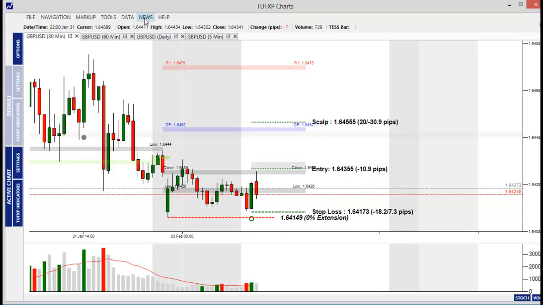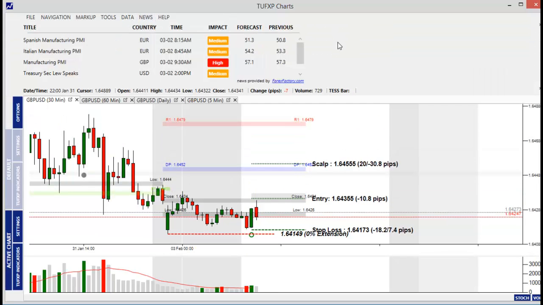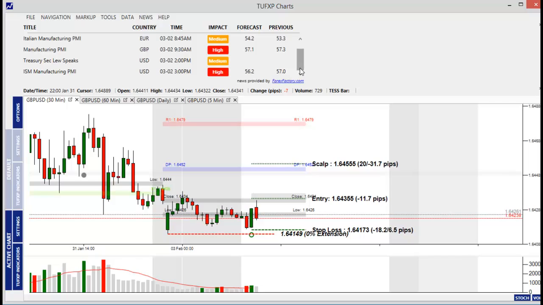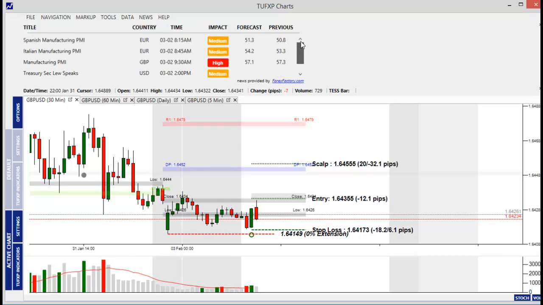Let's have a look and see what news is out this morning. We've got manufacturing PMI for the UK, and in the US at 3 p.m. we've got the ISM manufacturing. So it'll be interesting to see. They're saying that the forecast for the manufacturing is going to be slightly less than before, or what was previous, I should say.